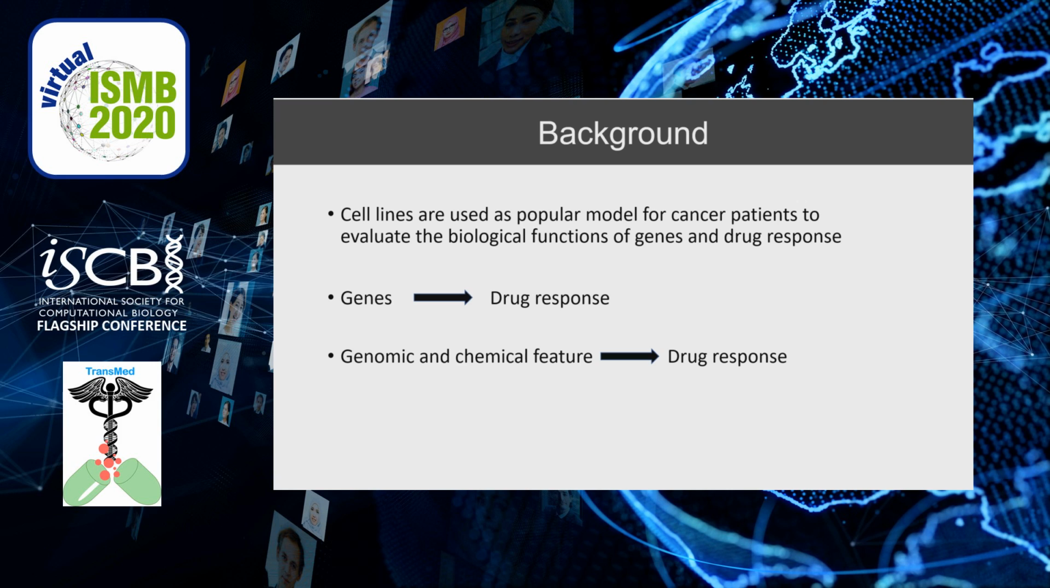In cancer research and drug development, human tumor-derived cell lines are used as a popular model for cancer patients to evaluate the biological functions of genes, drug efficacy, drug side effects, and drug metabolisms. Using these cell lines, the functional relationship between genes and drug response has been studied. Also, prediction of drug response based on genomic and chemical features has been explored. Knowing the drug response on real patients, however, is a more important and challenging task.